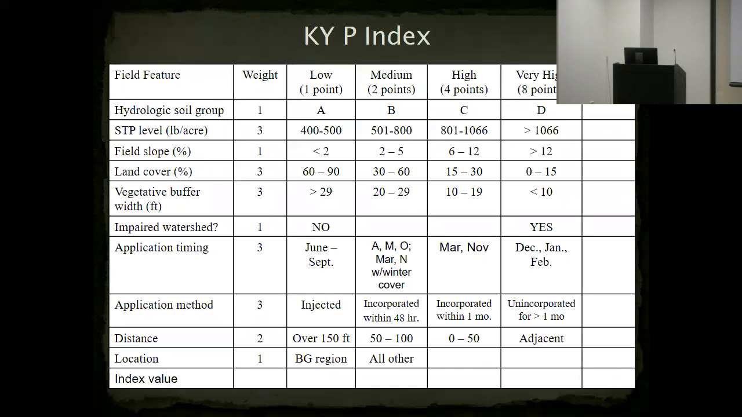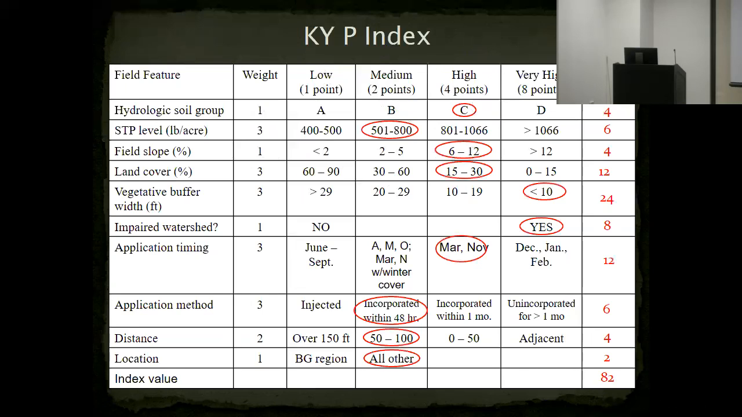So if you're a planner, you'd have a field and you'd look at your soil survey and say that the hydrologic soil group is C, and then your soil test P level. So you would go through all this and then you would calculate this out. So this is 4 points times the weight, which is 1. This is 2 times 3 is 6. You add that up and you get a level, and then your value, and then that value would tell you what you have to do if you're limited.